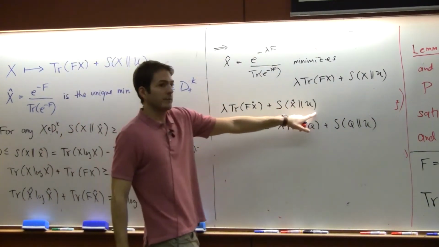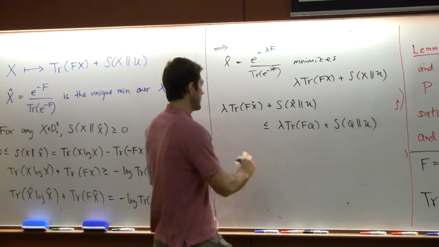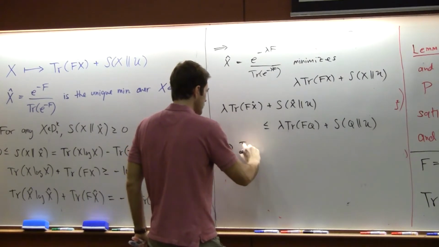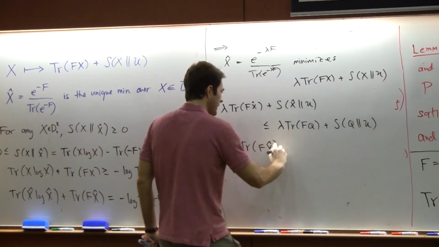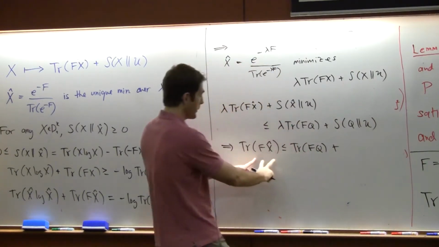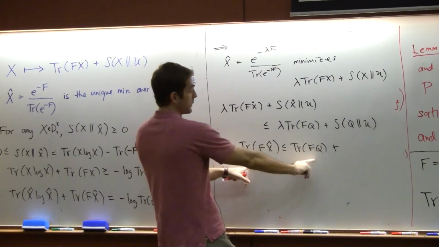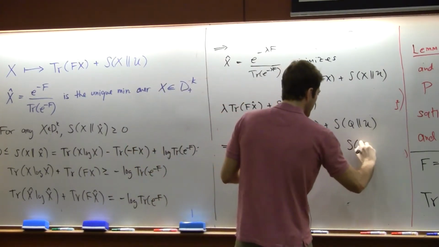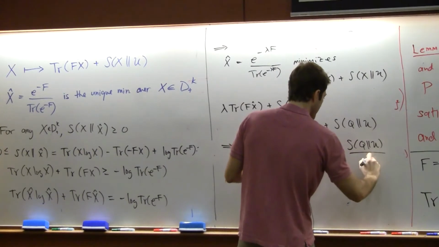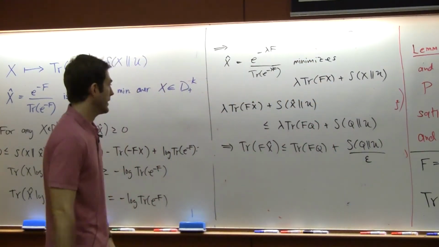This thing is non-negative, so just ignore it. It says this thing is less than or equal to this thing, and what it implies is that trace of f x hat is at most trace of f q. Notice this is what we want. Our approximator x hat is performing as well as f q, but here we get this divided by lambda.